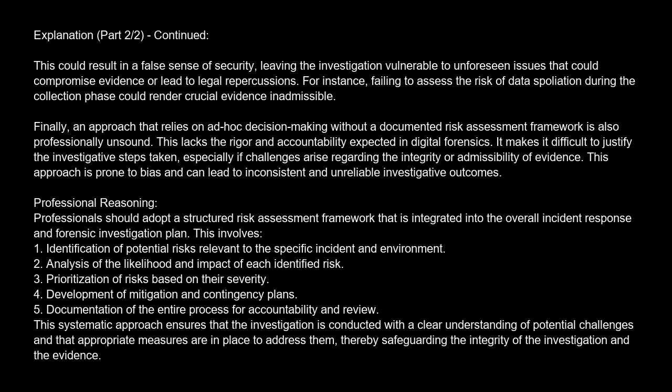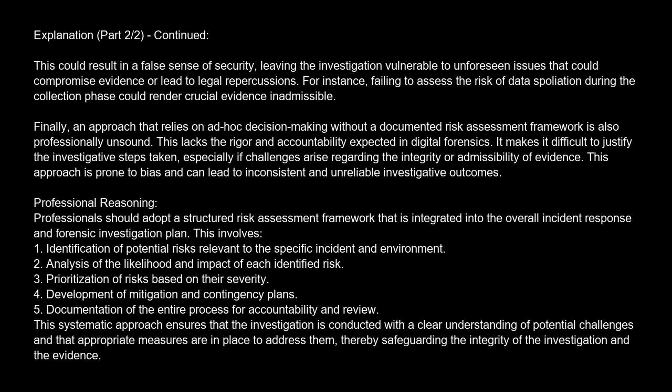Another incorrect approach would be to conduct a superficial risk assessment that does not adequately identify or prioritize potential threats. This could result in a false sense of security, leaving the investigation vulnerable to unforeseen issues that could compromise evidence or lead to legal repercussions. For instance, failing to assess the risk of data spoliation during the collection phase could render crucial evidence inadmissible.